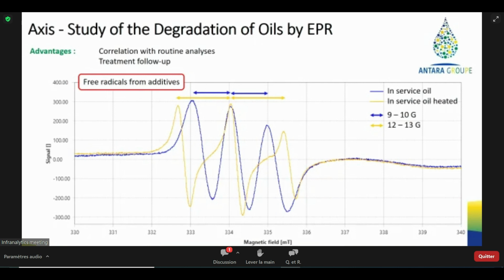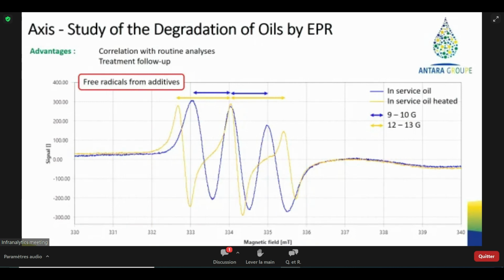Then you can also use it as a sort of treatment follow-up. For example, you have a client who has a problem with an oil, and you take a sample and do your EPR analysis, and you see different free radicals and big amounts of free radicals. You say, okay, let's put a treatment in place to reduce and to clean this oil. Then after a few weeks or a few months, you take another sample and do an EPR analysis as well, and you see whether the type of free radicals changes and whether the amount has been reduced. If yes, it's great, because that means our treatment is working. If not, that means we have to change the treatment.